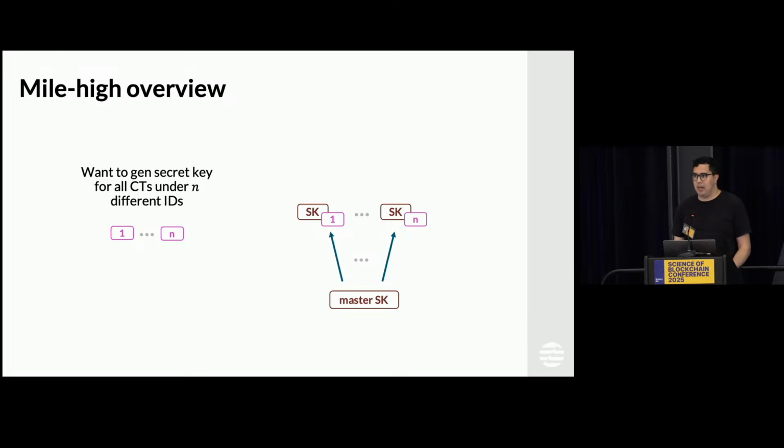So why is this bad? First of all, this quote-unquote secret key is order n sized, so it can be very large depending on the size of the set of IDs. And also it's inefficient to compute. Computing the secret key is also order n time.